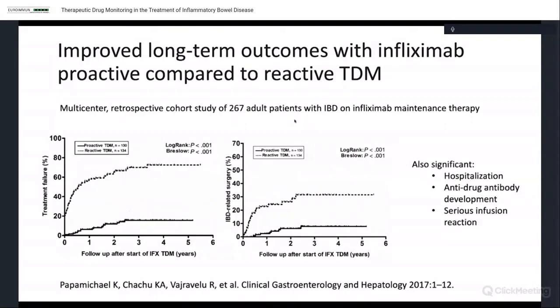So some of our first evidence came from this multi-center retrospective cohort study of 276 adult patients with IBD on infliximab maintenance therapy. Here they compared patients managed with proactive TDM to those managed with reactive TDM, and they found improved outcomes in those managed with proactive compared to reactive TDM.